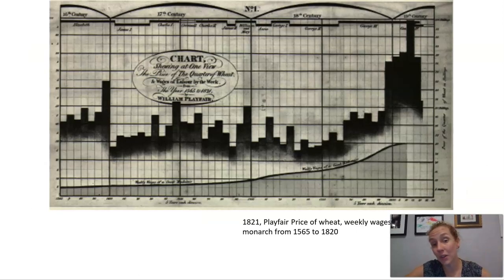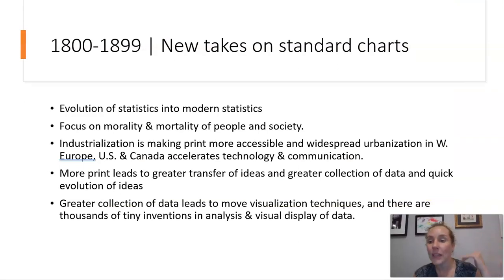One of his most famous charts is this 1821 price of wheat. It's the price of wheat. Here's time on the x-axis. And here's who the reigning monarch is, these breakdowns here. And he's just showing that quality of life is decreasing because the price of wheat is wildly increasing, disproportionate to weekly wages, which are down here. Okay, so we get Priestley, we get Playfair, and then it just takes off.